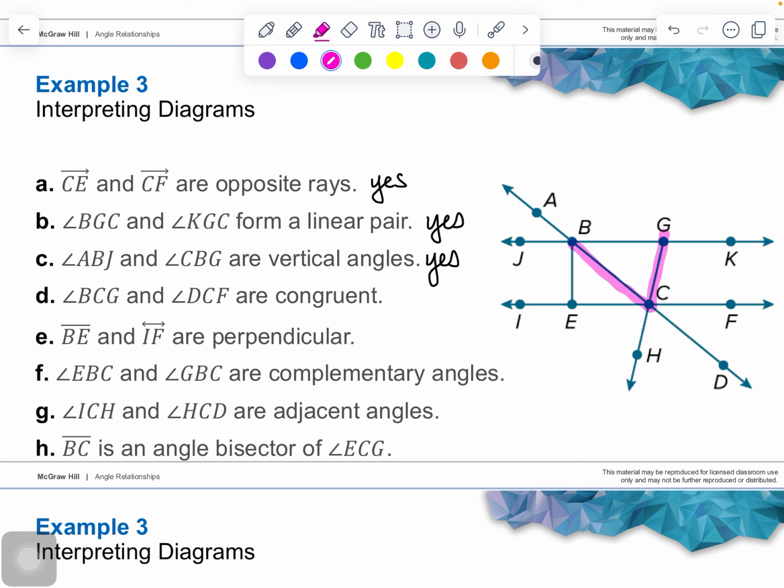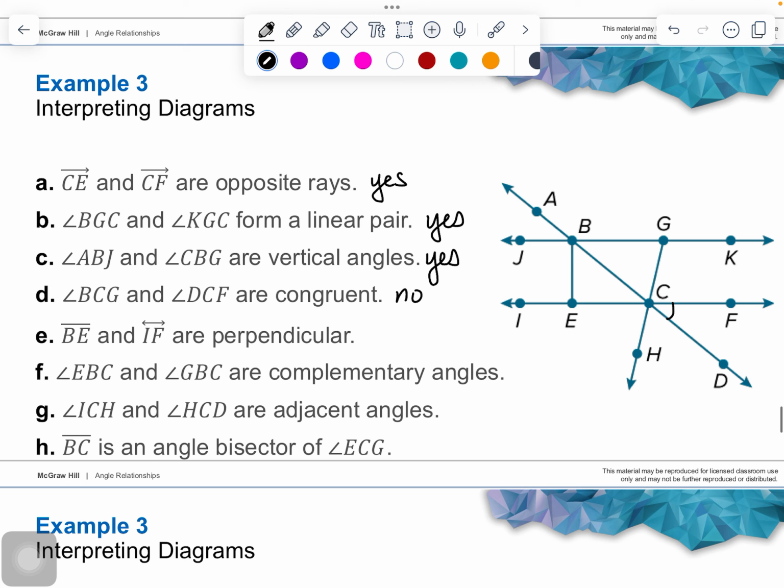BCG and DCF. Are those intersecting lines? No. Absolutely not. Those are not opposite angles. Those are not vertical angles. That's a no. They are not congruent. They are not opposite each other. They appear congruent. Let's look at those. These appear congruent. They look like they are. But there's no proof that they are. They're not vertical. They're not told that they're congruent. We do not know.